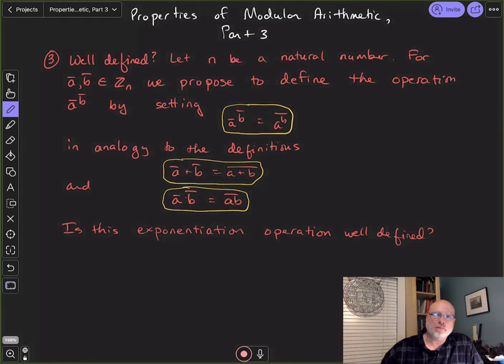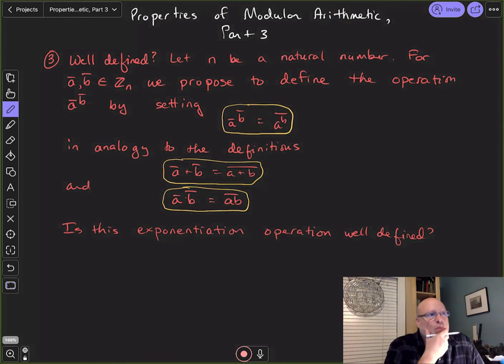So hi there. We're going to take a look at the last property. This one's a little bit more out there. We're going to talk about this notion of well-defined. It's a little bit trickier and abstract, so definitely ask questions if you have them.